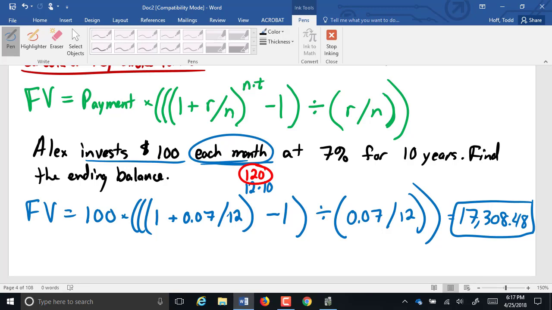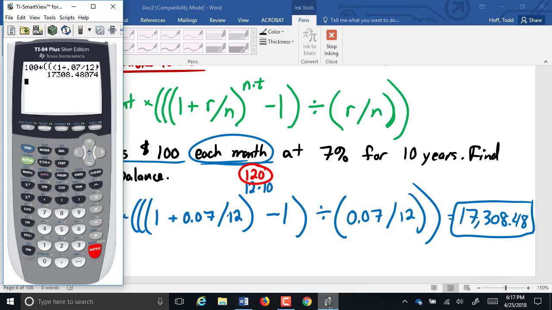Okay, so let's walk through the keystrokes one more time. Did you put it in parentheses? That's what did it then. So let's walk through it again together.